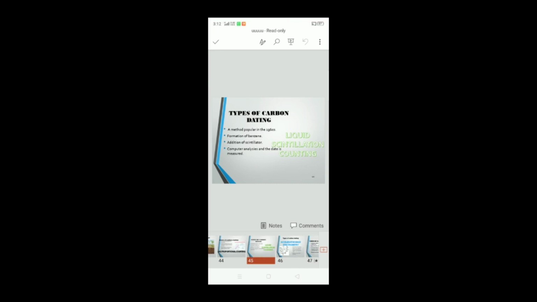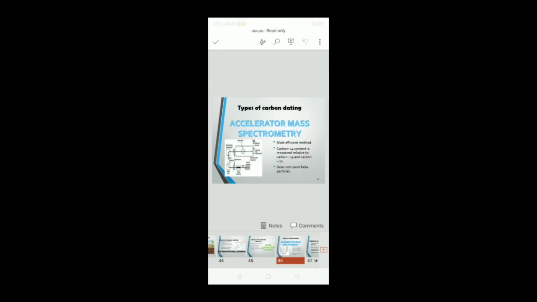And the third one is accelerator mass spectrometry, which is the most efficient and accepted method. In this method, the carbon 14 content is directly measured relative to the carbon 12 and carbon 13 present in the sample. And the method does not count beta particles, but the number of all the carbon atoms present in the sample is counted.